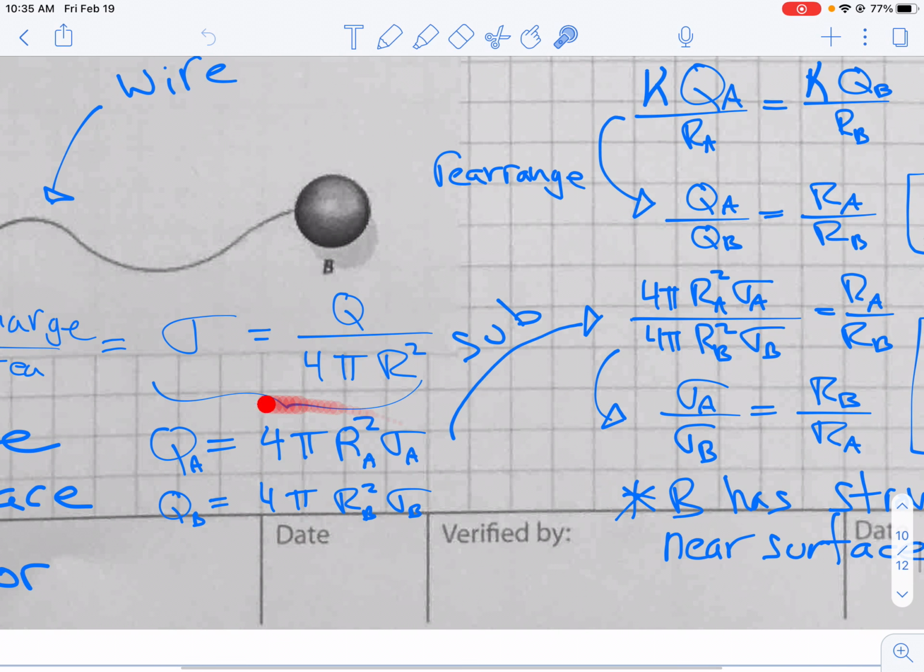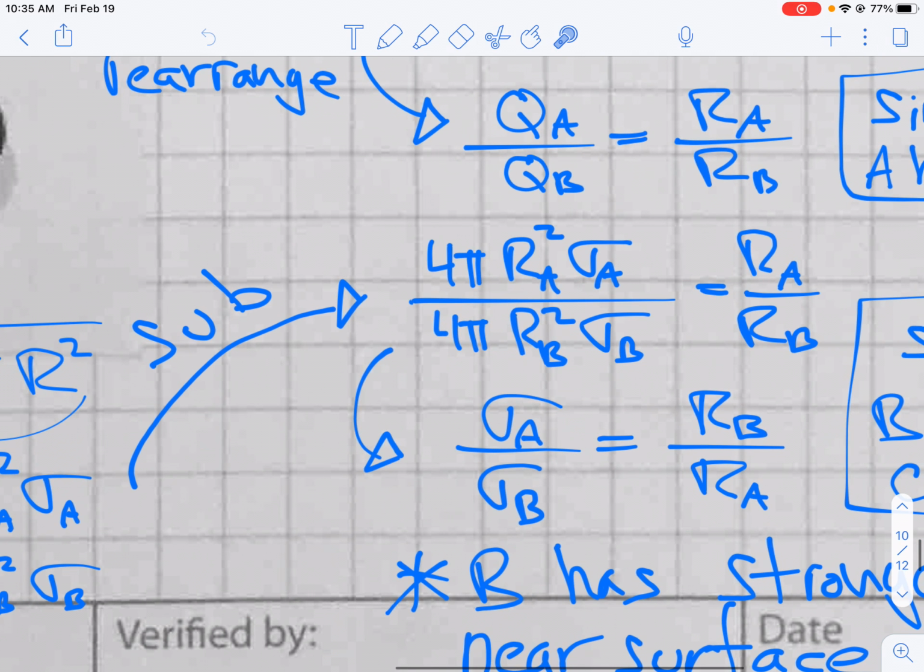So I'm going to take these results and substitute it in here for QA and QB. Now, the 4 pi's cancel. And if I took this RA squared and moved it onto the bottom over here, RA over RA squared would leave me with an RA in the bottom. And this RB squared, I put it on top. One of those cancels with one of those. I'm left with RB on the top. And here I have sigma A over sigma B.